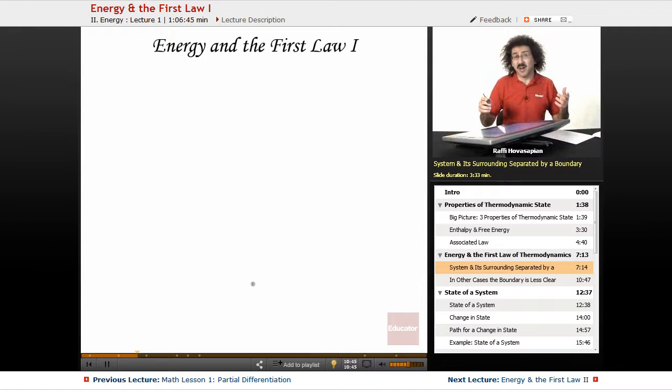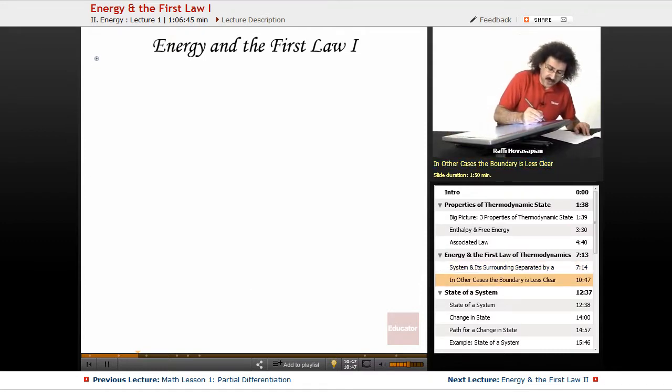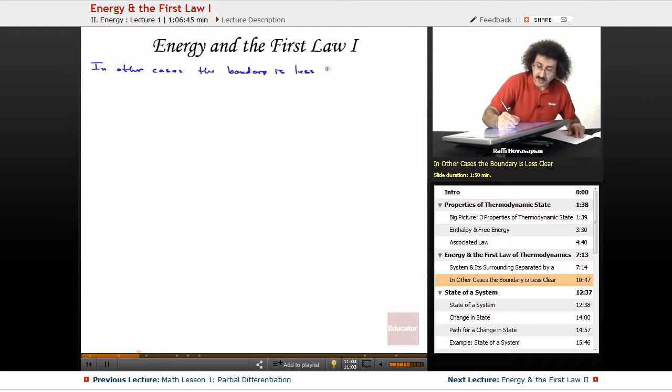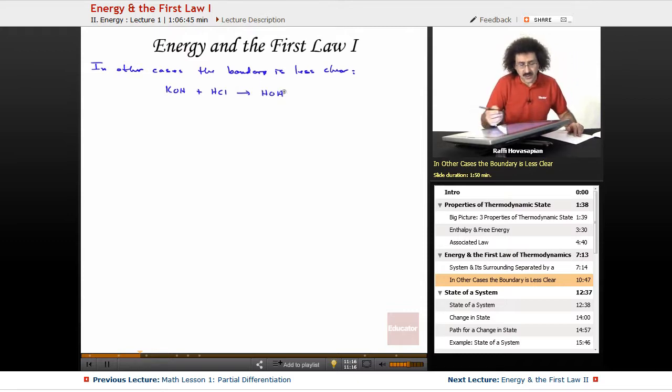Okay, in other cases, it's not so clear what the boundary is. And this is often the case in chemistry. In other cases, the boundary is less clear. A perfect example of that is the reaction of potassium hydroxide plus hydrochloric acid giving us water. I tend to write water as HOH just to remind myself that it is an H and an OH in a neutralization reaction, plus potassium chloride.